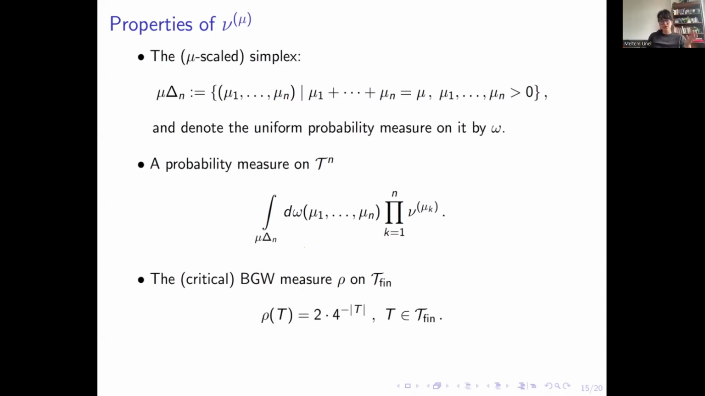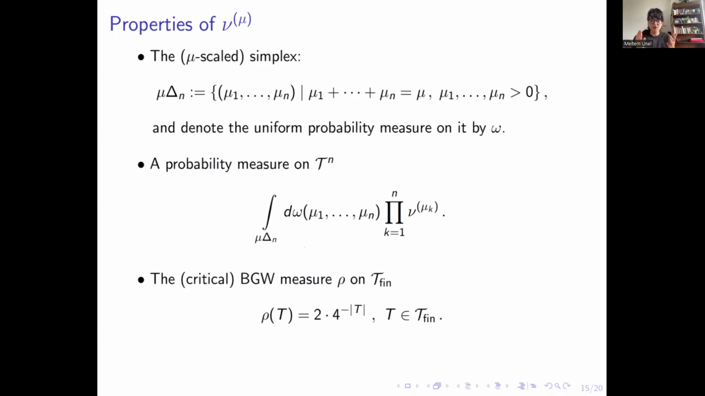So just a simple definition. I will call the mu scaled simplex, and I denote it by mu delta n, as this n-uplet mu1 to mu n, where the sum of mu1 to mu n is equal to mu, and where every one of them is positive. So it is just the simplex. Normally the standard simplex would be when mu is equal to 1. But here it is the mu scaled one, so the sum of mu1 to mu n is equal to mu and not to 1. And we can simply have the uniform probability measure on this simplex.